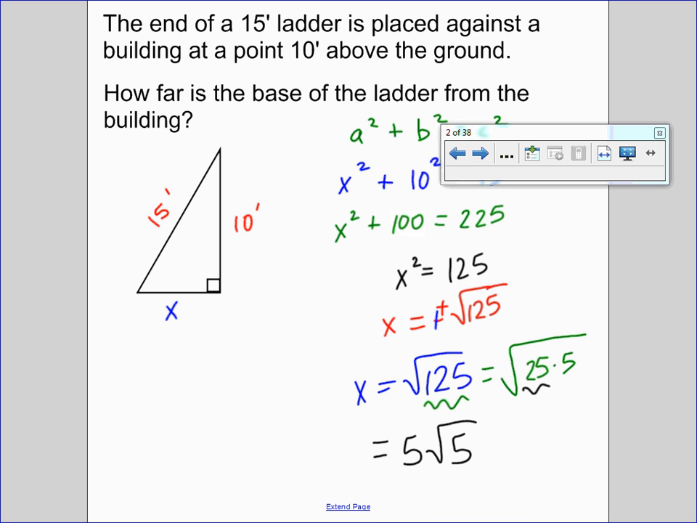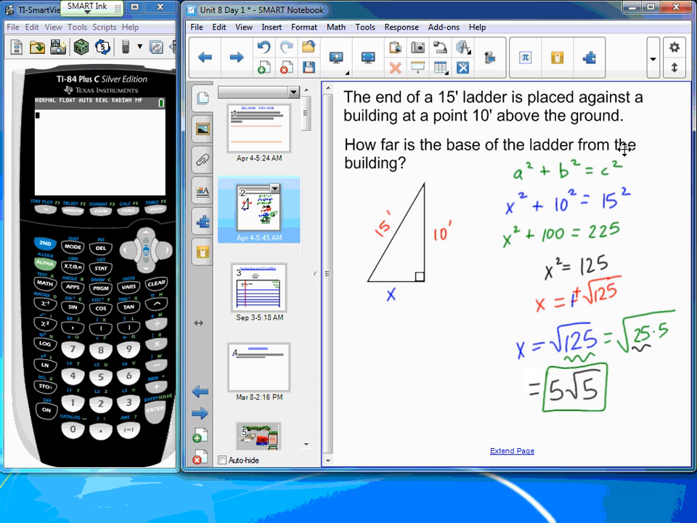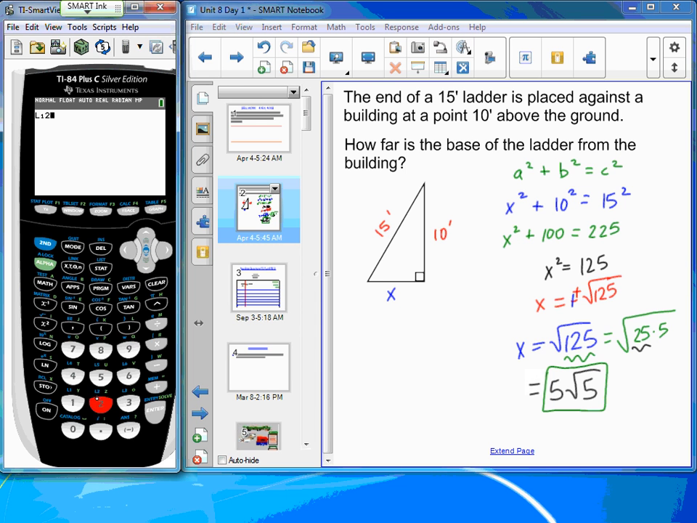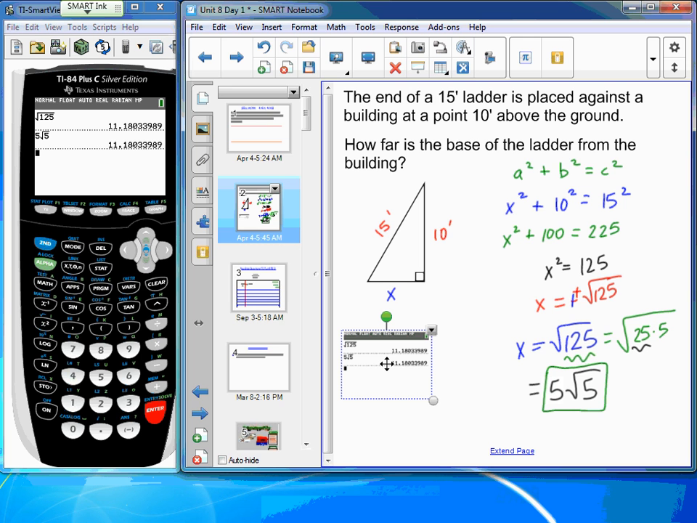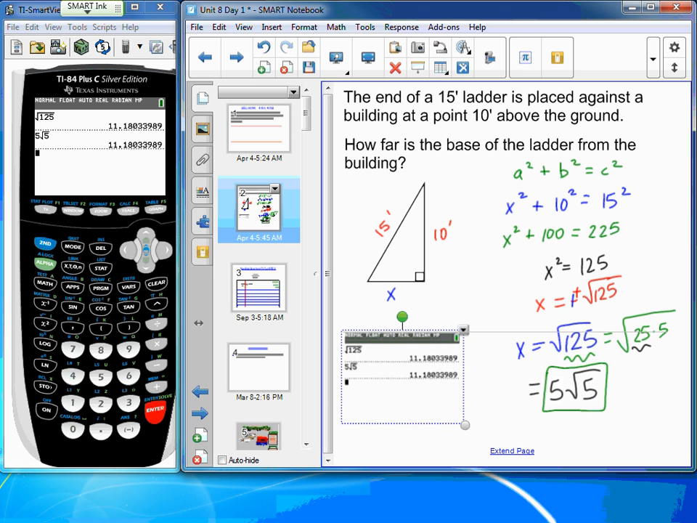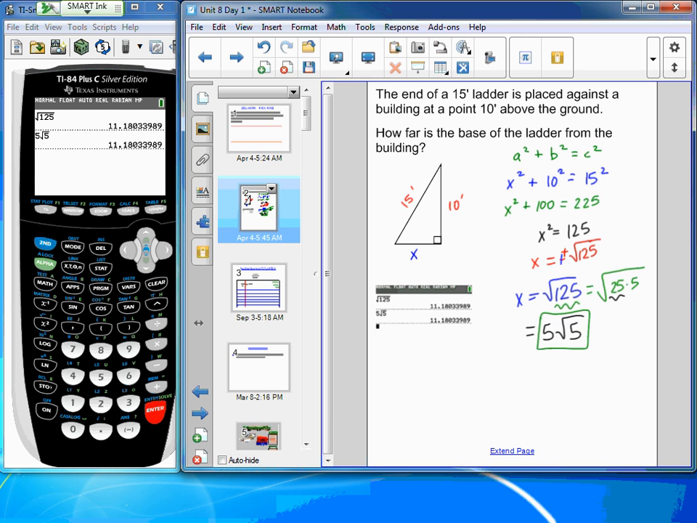We can get a decimal approximation for that in my graphing calculator by taking my original square root of 125, and it's fine if you do this originally or after the fact, to check and make sure that we've simplified correctly. Either is okay, and I get about 11.180. So my exact answer would be the square root of 125, or 5 root 5. My approximation would be about 11.180. And we want to make sure we're including units.